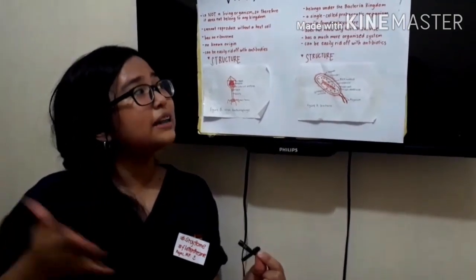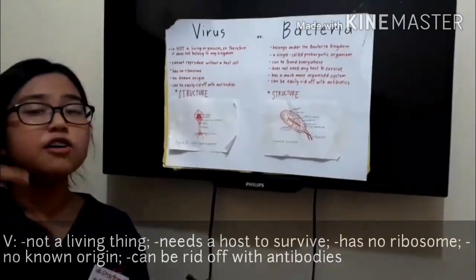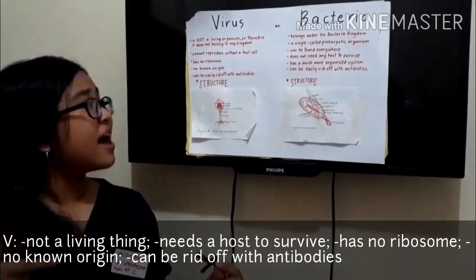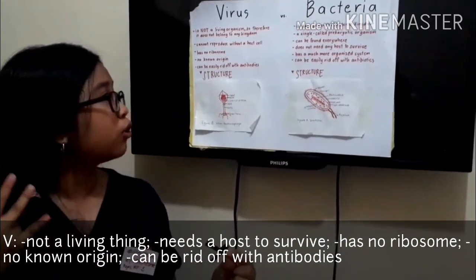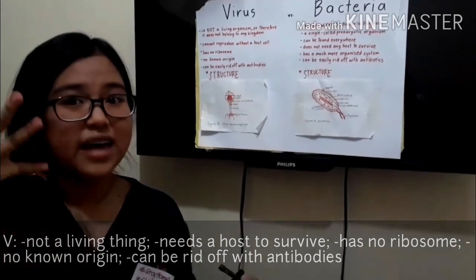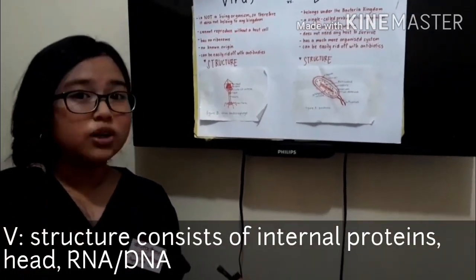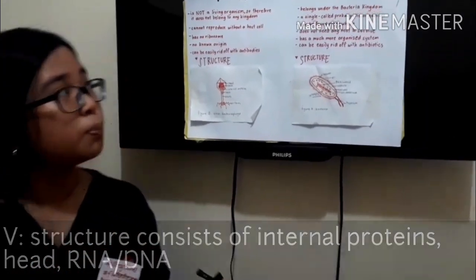Alright? Anyway, guys, let's do a quick recap. Viruses: not a living thing, cannot reproduce without the host cell, has no ribosome, no known origin, and can be easily rid off with antibodies. Structure is just simple, only with internal proteins, because again, they have no ribosomes.